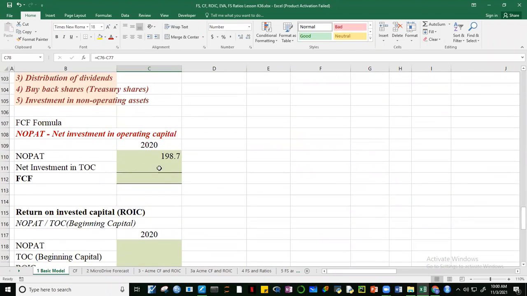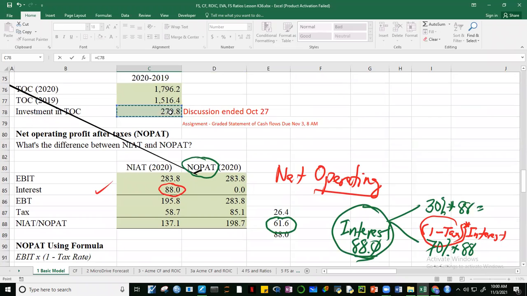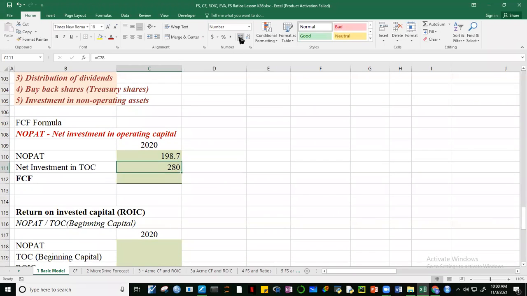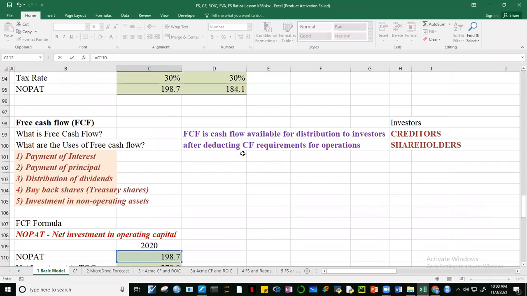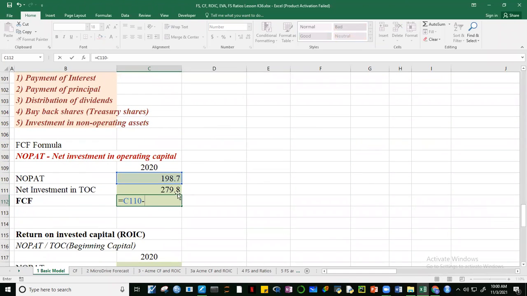So we're going to deduct that from the net operating profit after tax. So let's copy that, 279.8. And the difference is simply NOPAT minus how much was invested in operating capital. This one, guys, after deducting cash flow requirements for operations. So we subtract this.